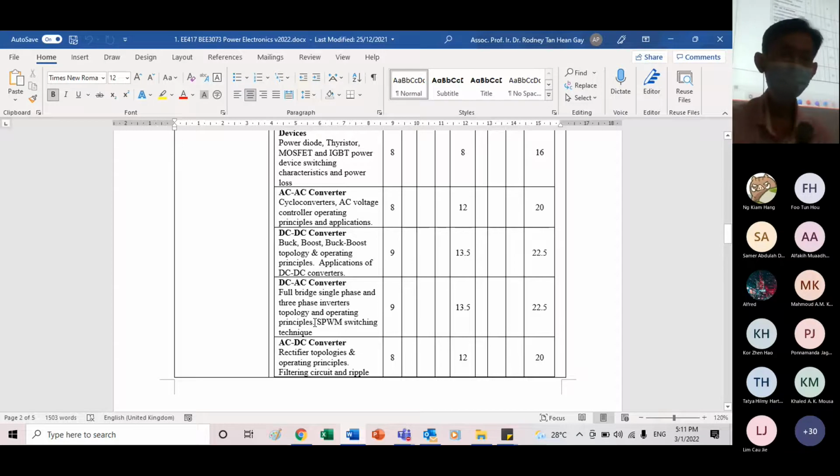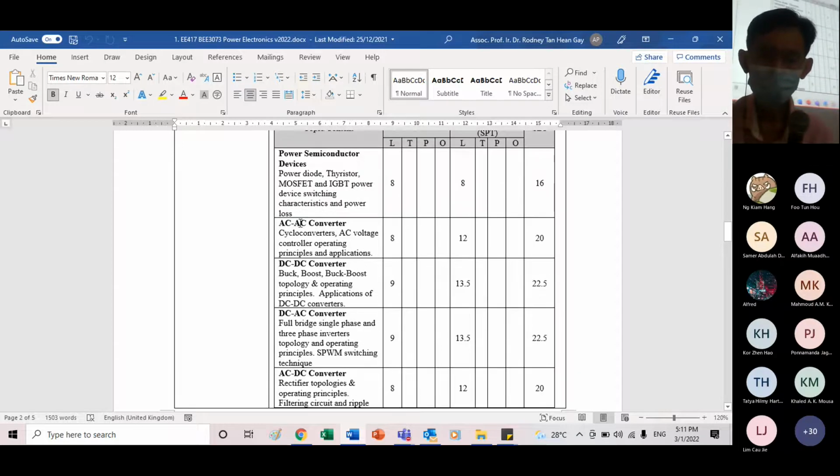Now the good thing is that it doesn't mean that you must know the AC converter before you know the rest. The beauty of power electronics is that you can start with any one of them. Then of course, it depends on you which one you want to focus on or master.